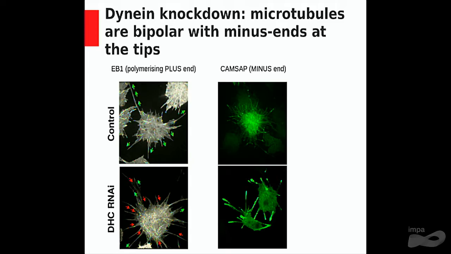Here they look at CAMSAP, which is another protein located at the minus end of microtubules, and it's fairly uniformly distributed within the cell, also within the processes. And this here shows the same experiments, but after dynein has been inhibited. So no dynein motor. Now dynein is the motor that moves to the minus end. And suddenly, the trajectories of the polymerizing plus end are pointing in both directions here. So here we have bipolar microtubule polarity, like in dendrites.